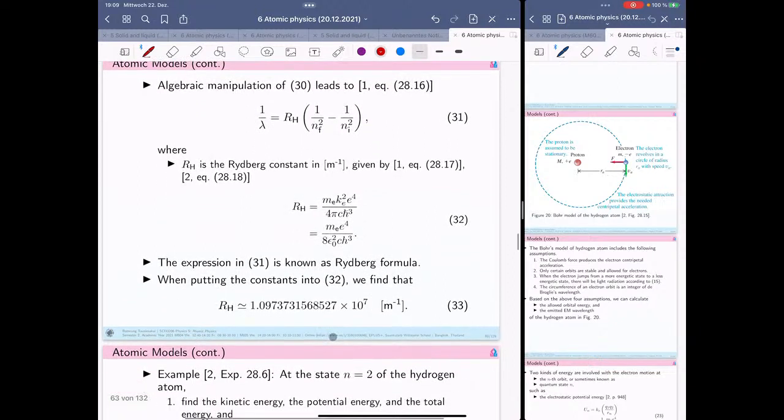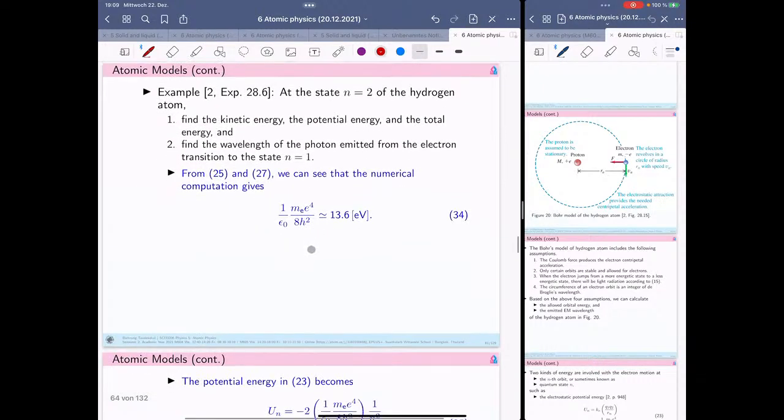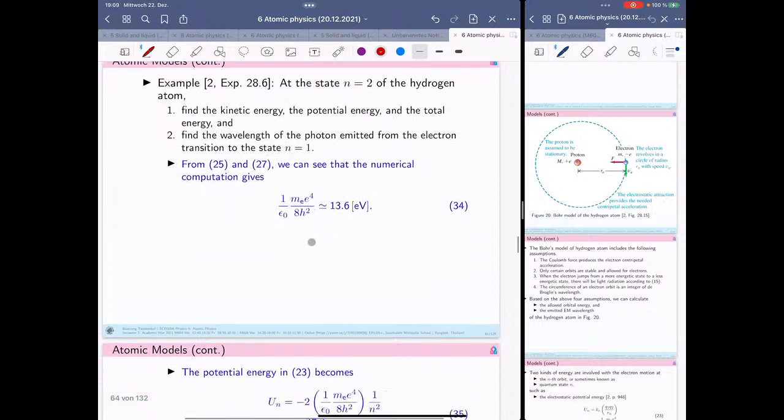Now the time is over. We will continue the example in the Friday lecture.